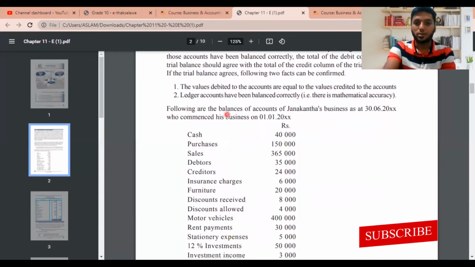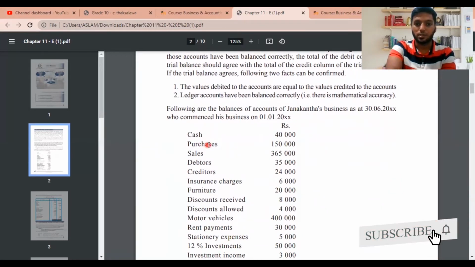That's not that hard. So cash is a debit because it's an asset. Purchase is a debit, it's an asset. Sales is a credit because it's an income. Debtors is a debit because it's trade receivable, or we say it as an asset. Creditors is a current liability, so it falls under credit. Insurance charges is an expense, so it falls under debit. Furniture is a non-current asset, falls under debit. Discount received is an income, falls under credit. Discount allowed is an expense, falls under debit. Motor vehicle is a non-current asset, falls under debit.